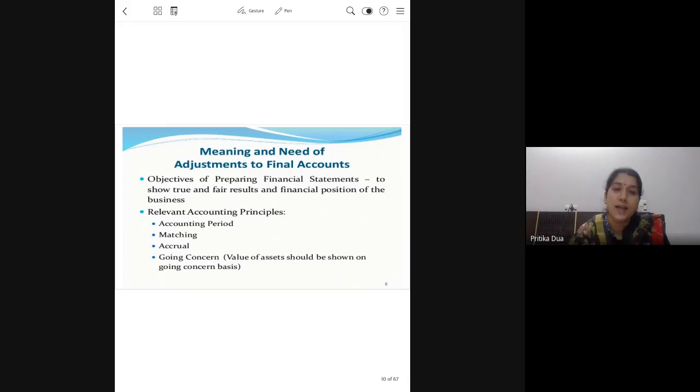Now, you cannot wait forever to prepare financial statements. The life of the business, which we assume will be an infinite life, is divided into periods, into accounting periods of equal time duration. So a particular time period for which you are preparing the financial statements is known as the accounting period, which I told you generally is on annual basis.